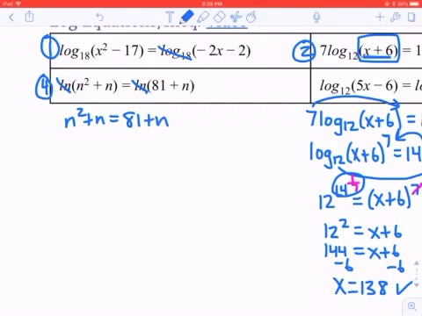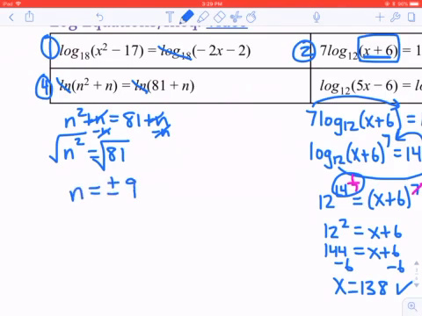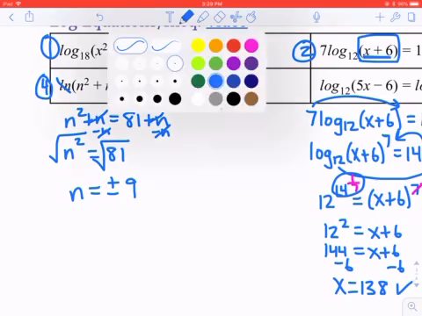Then if we put everything on one side, we have n squared. We want to keep that positive. If I subtract n, then they go away completely. So I'm just going to bring down the 81. Then notice n squared equals 81. So if I take the square root so I can solve for n, then I get n would equal plus or minus 9. So then I go back and check my work.